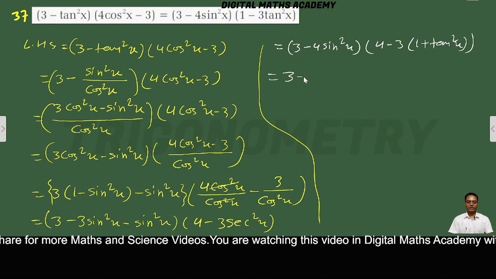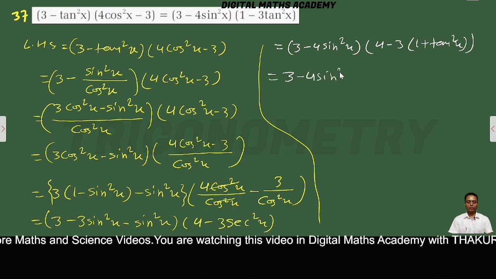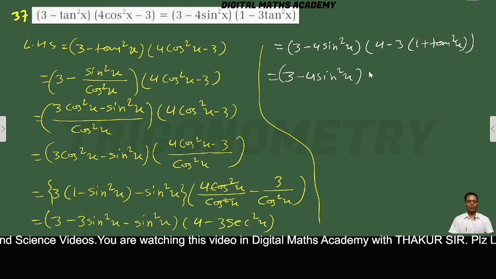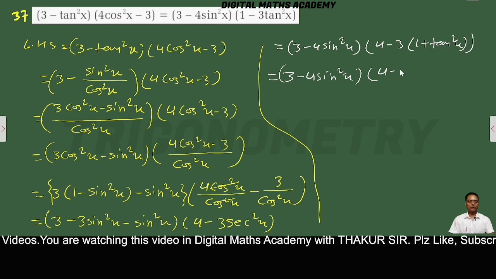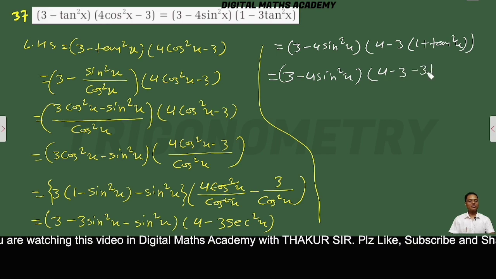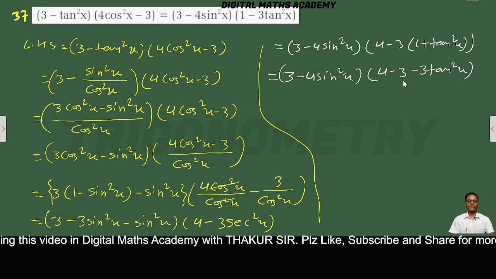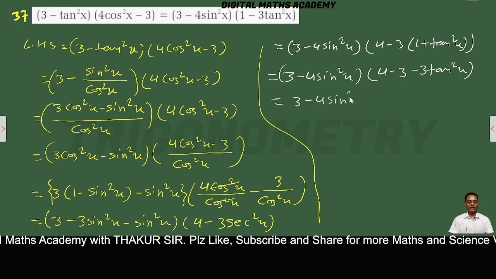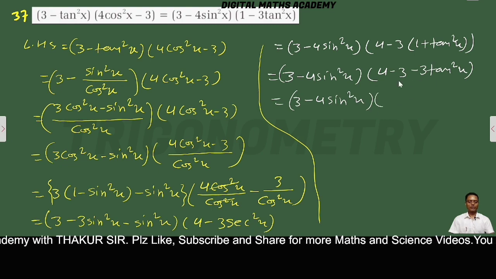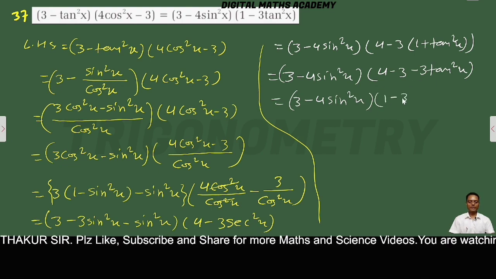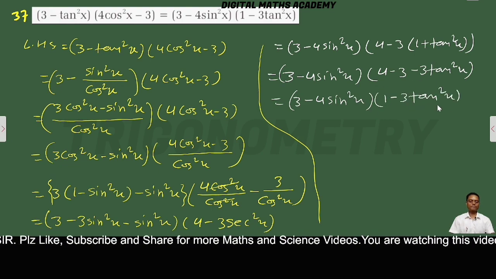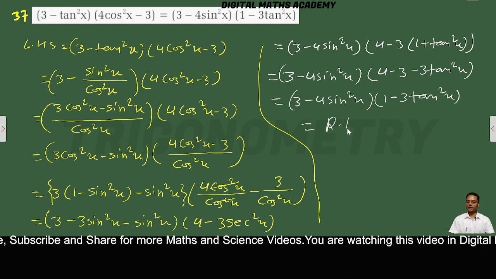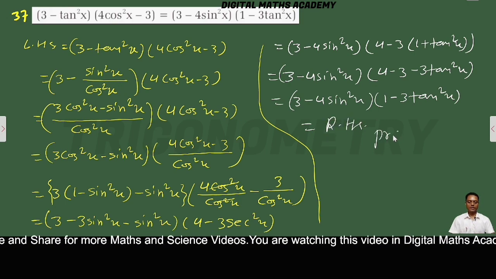Now we can write here 3 minus 4 sin square x and open the bracket here, that is 4 minus 3 and minus 3 tan square x you can write. And then we have here 3 minus 4 sin square x, and now here 4 minus 3 equals 1 minus 3 tan square x. So this is our right hand side. So you can write right hand side, then root.